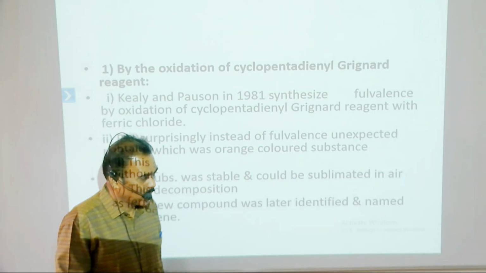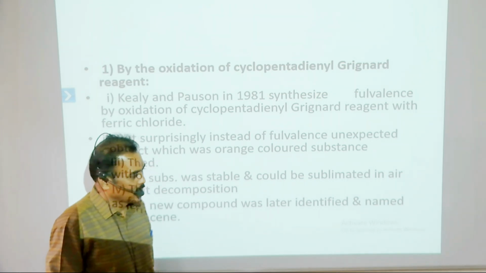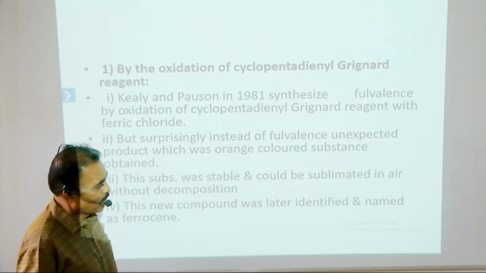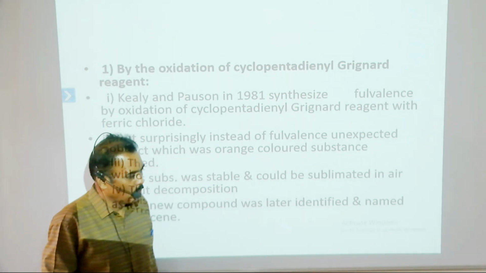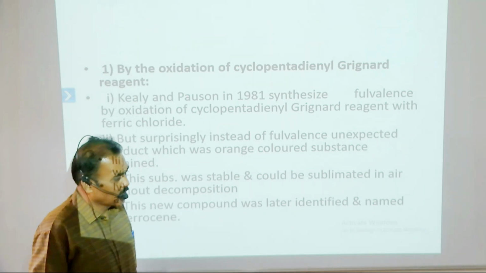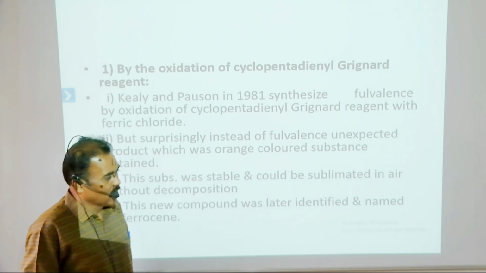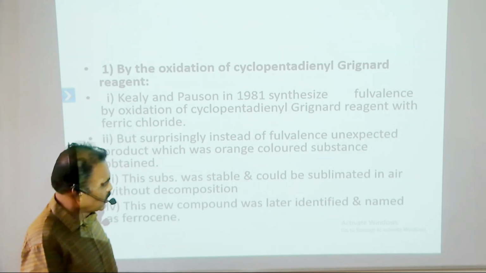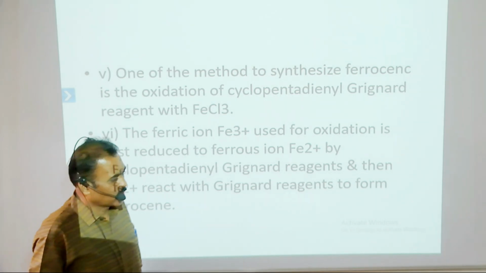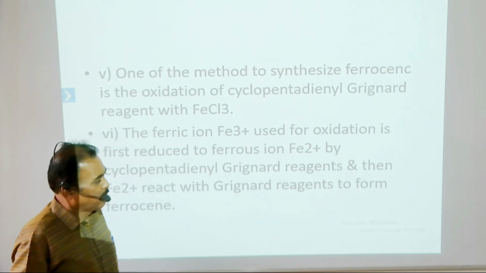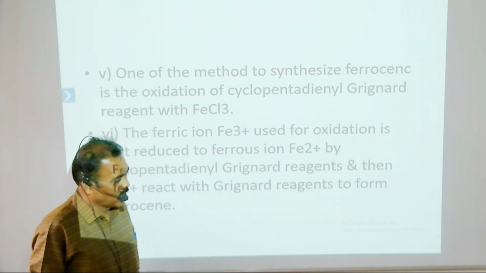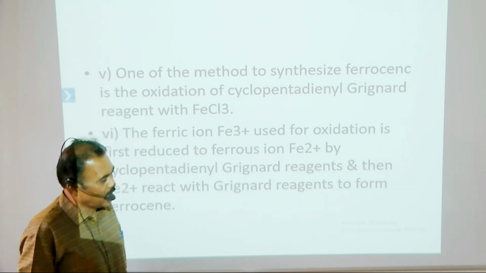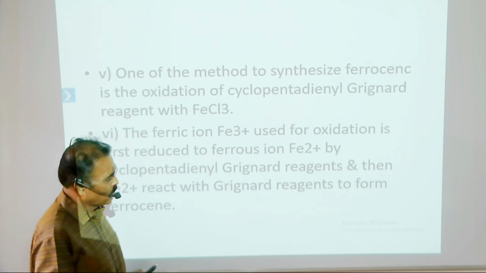It was first prepared by Kealy and Pauson in 1951. They tried to synthesize fulvalene by oxidation of cyclopentadienyl Grignard reagent with ferric chloride. But surprisingly, instead of fulvalene, an unexpected orange colored substance was obtained. This substance was stable and could be sublimed in air without decomposition. This new compound was later identified and named ferrocene. One of the methods to synthesize ferrocene is the oxidation of cyclopentadienyl Grignard reagent with FeCl3. The ferric ion, Fe3+, used for oxidation is first reduced to ferrous ion Fe2+ by cyclopentadienyl Grignard reagent, and then Fe2+ reacts with Grignard reagent to form ferrocene.